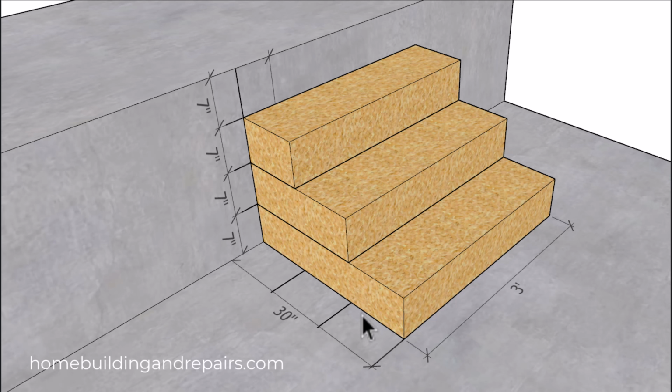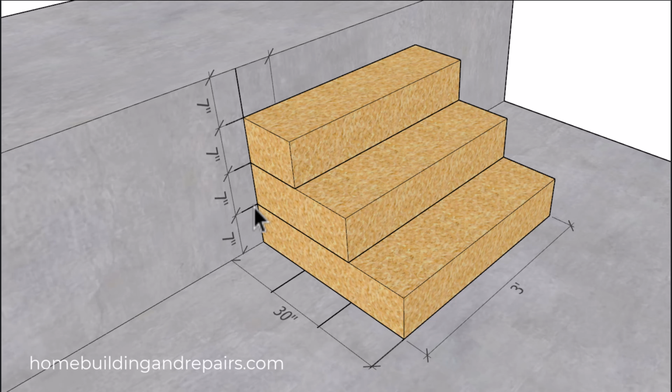Now, most building codes do have a minimum depth. Some are 9 inches, but we're going to go with 10 inches because that is a more comfortable step than 9 inches. So after we've calculated these measurements, it's not going to be difficult to figure out the size of the box. It's going to be 30 inches long, 3 foot wide, and 7 inches tall.